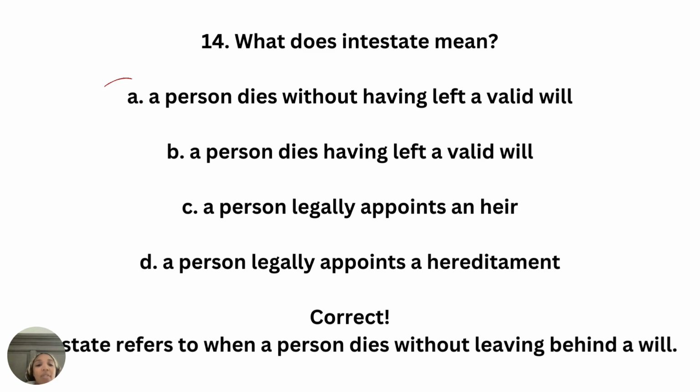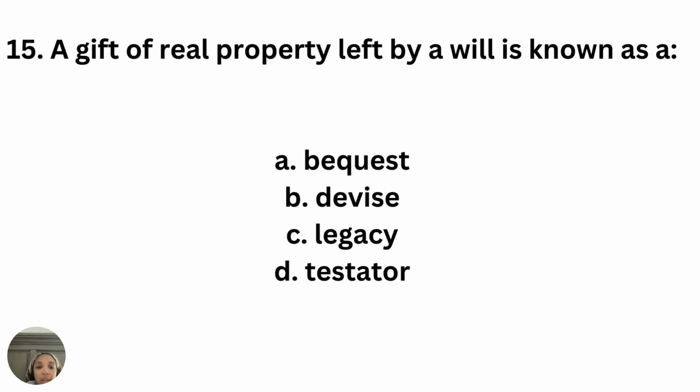Some people think for some reason that when they see escheat, it's a person who died without having left a valid will. But escheat is more like the process. Intestate is a person who dies without having left a valid will. Does that make sense? Okay, thumbs up, I see your thumbs up, John. Good. I want to make sure you guys understand that.